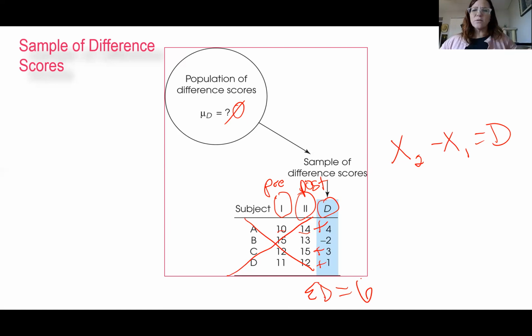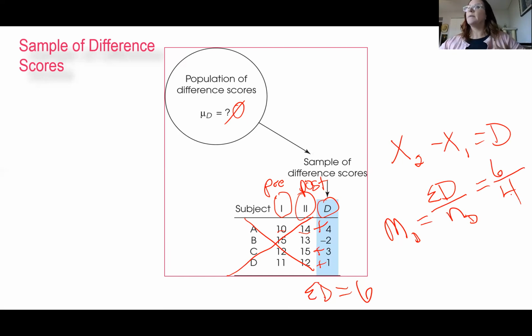And we would go through the same steps as normal, getting all of the calculations. If we want the mean of our differences, we're going to take that sum of D and divide by N. I like to put a little subscript D so that we know it's the N of the differences, meaning how many different scores there are, and there are only 4. So in this case, it'd be 6 divided by 4 to get our mean of the differences.